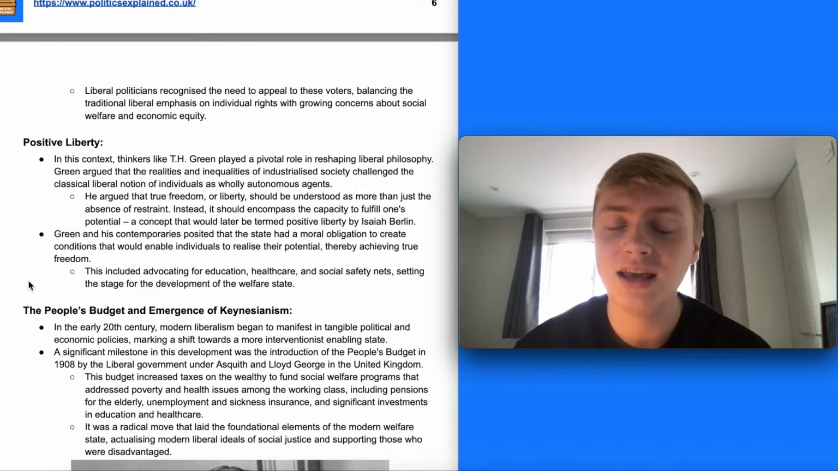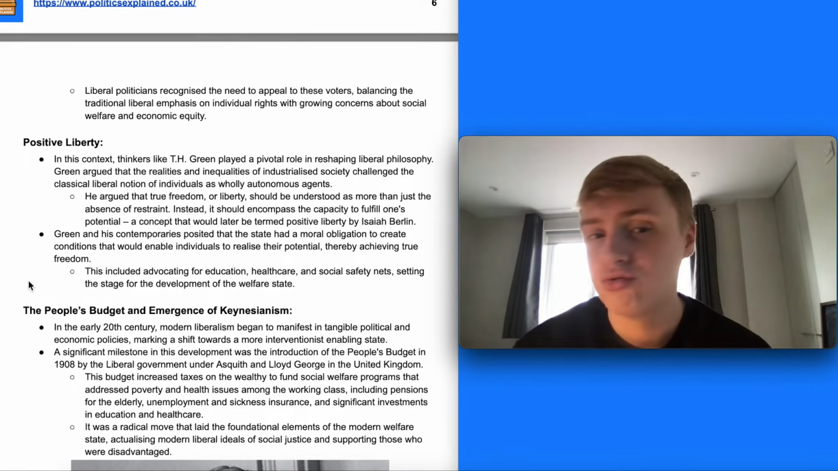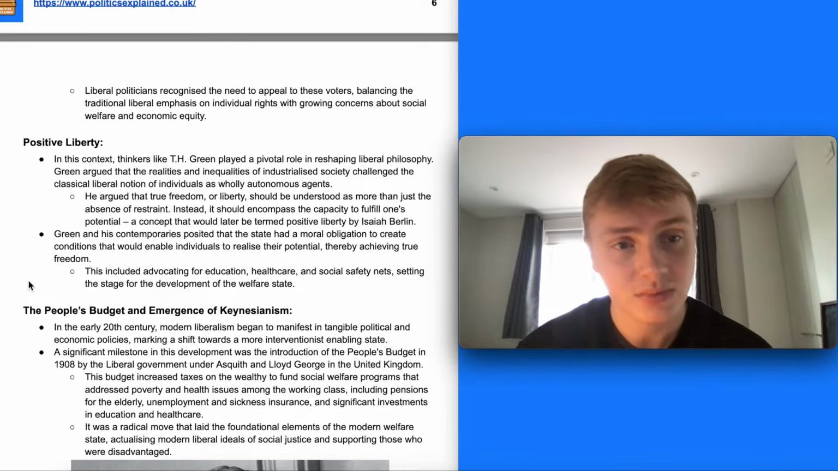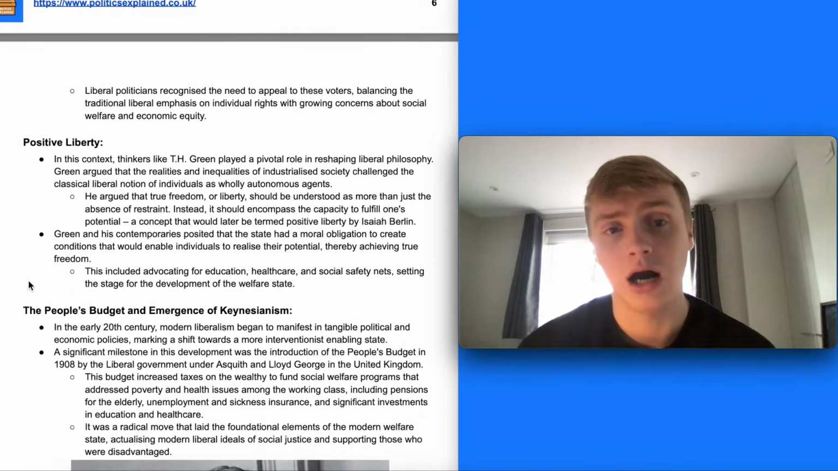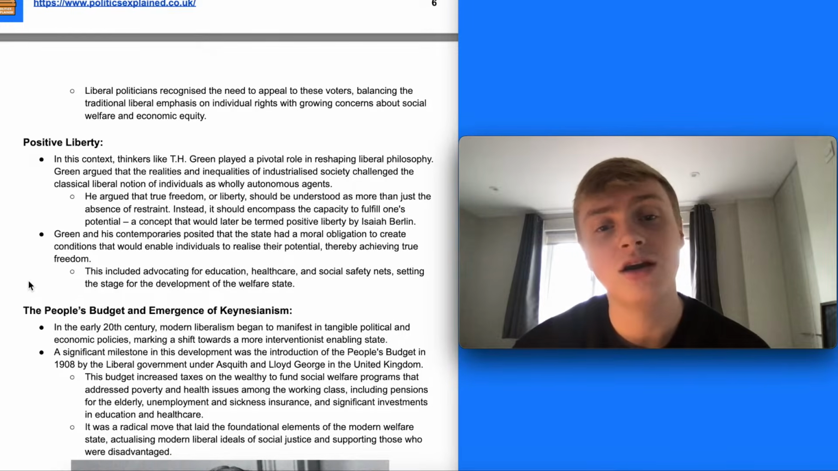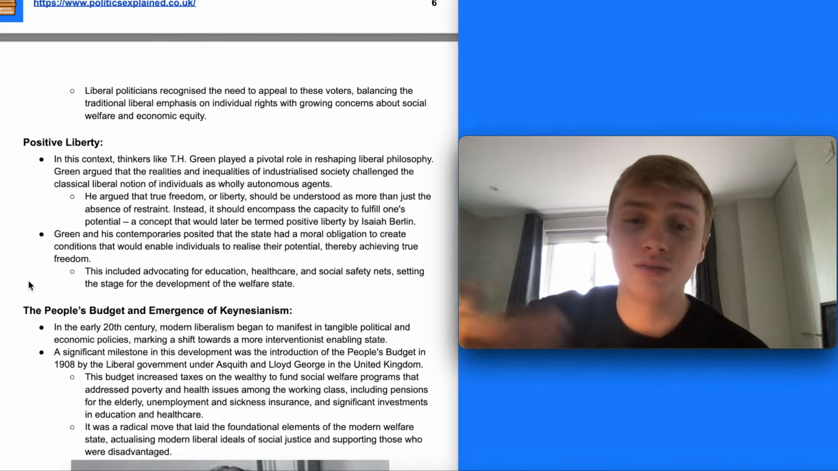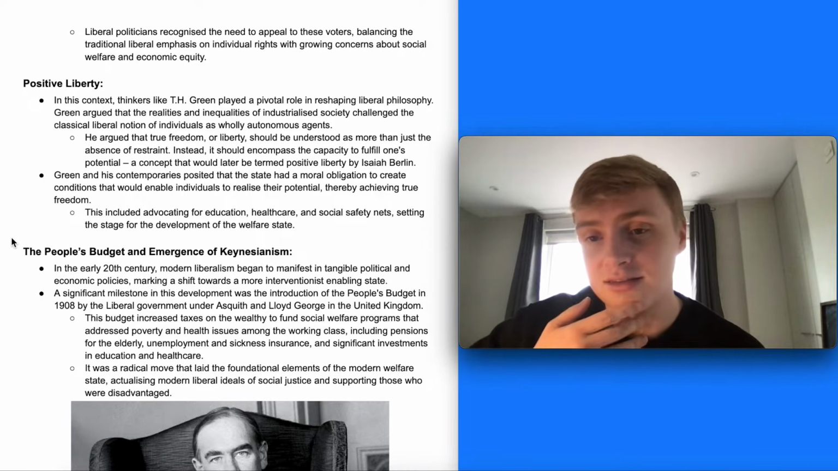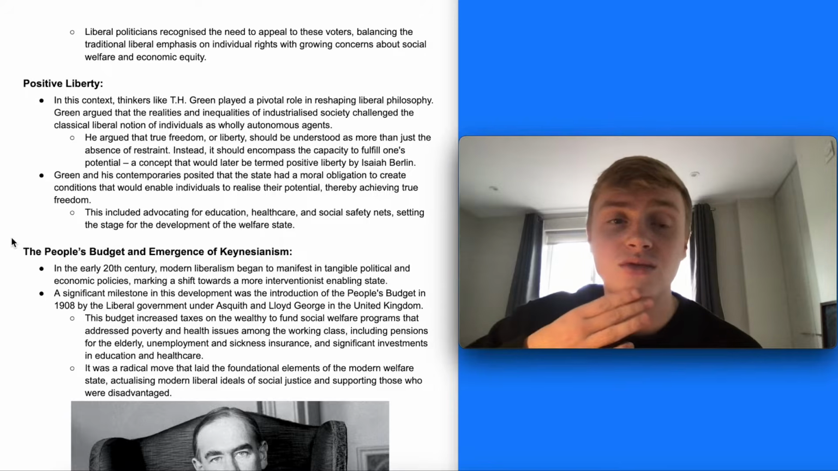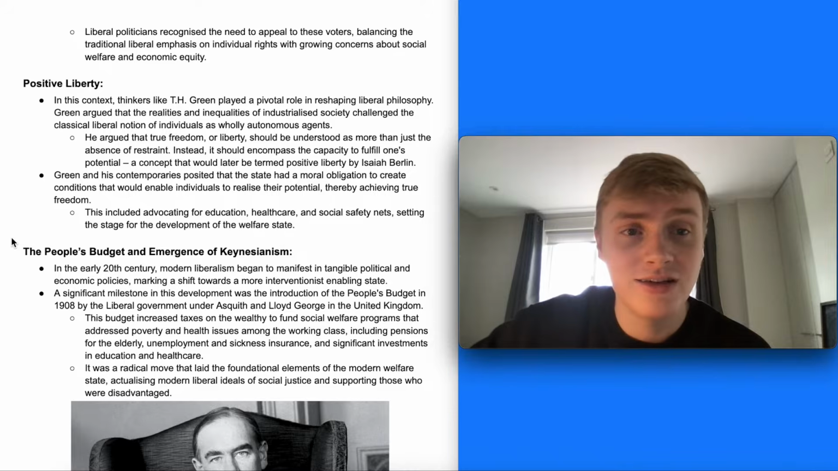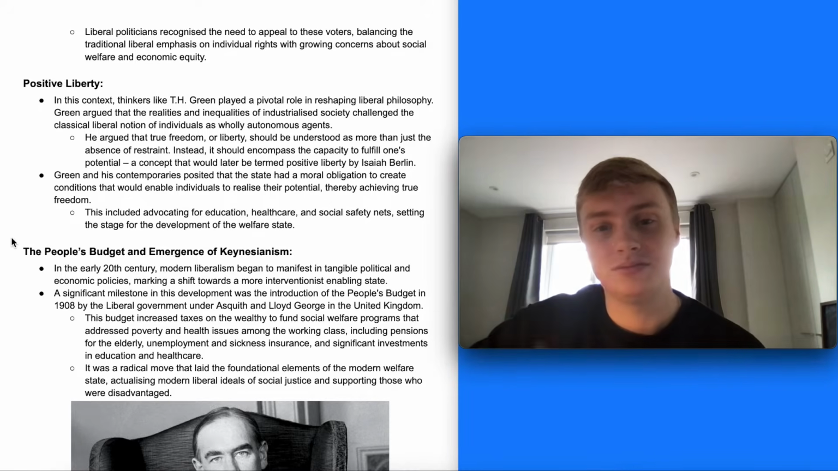And effectively says that in the reality of an industrialized society under free market capitalism, individuals aren't wholly autonomous agents who can simply be left alone to be free. And he argued that true freedom, true liberty, should be understood as more than just the absence of restraint. It should encompass the capacity to fulfill one's potential. So if you're just left alone but you can't fulfill your potential because you're discriminated against in society, or crucially, especially T.H. Green early articulated this idea, because you're poor in an unequal society, then you can't be free effectively.